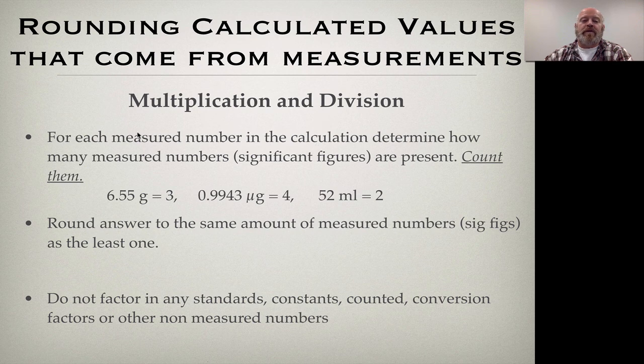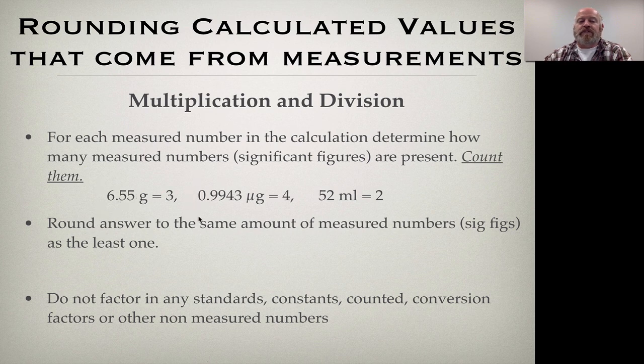In multiplication and division, for each measured number in your calculation, anything that's measured, determine how many measured numbers you have, otherwise called significant figures. How many sig figs are there? Basically, you're counting them. So in this measured number, how many layers of precision, or significant figures, do we have? Well, we have a 6, a 5, and a 5, so there are 3 of them.